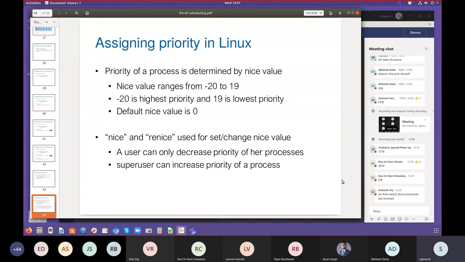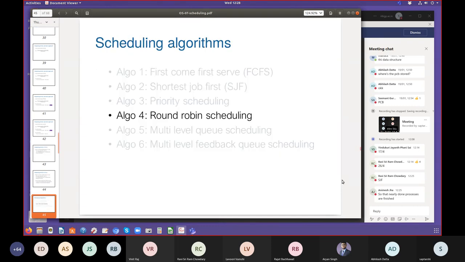So that is actually the idea behind the name also. Why should this value be called nice? Because you are being nice to others by reducing the priority of your process. Right. So there is this concept in Linux also about priorities. Okay. So that was about priority scheduling.